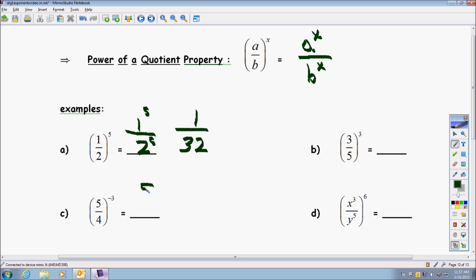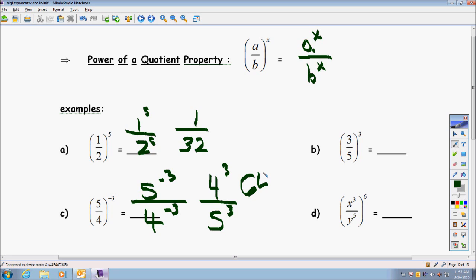Okay, 5 over 4, to the negative 3. Everything gets the exponent negative 3. Now, both of these are bad. If you have a situation where both are bad, just flip it over. So you're going to get 4 to the positive 3 over 5 to the positive 3. Remember, these bases are not the same. Leave it. Okay, so you can get 64 over 125: 4 times 4 times 4, 5 times 5 times 5.